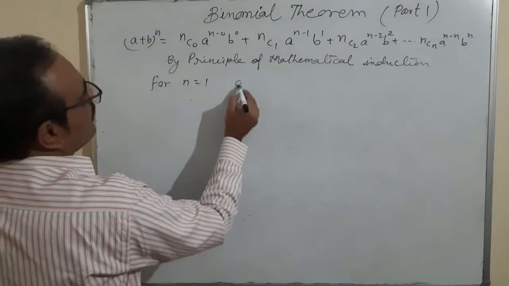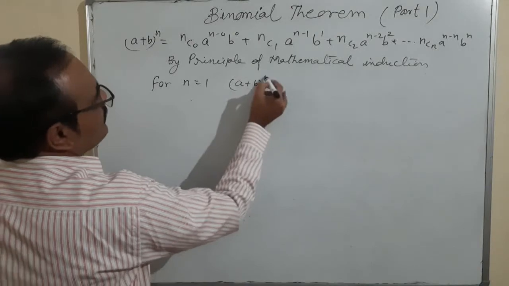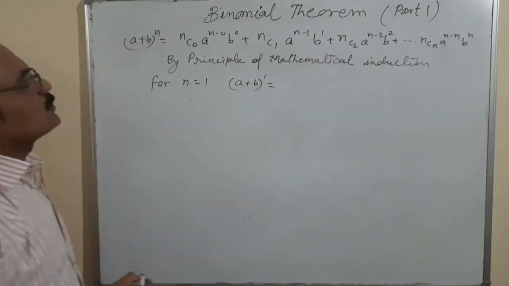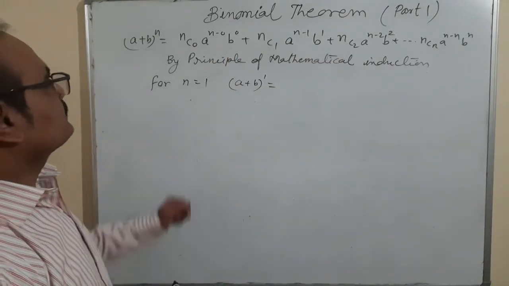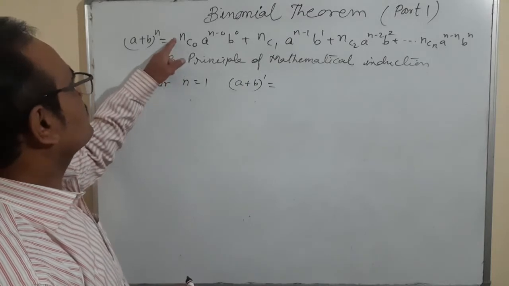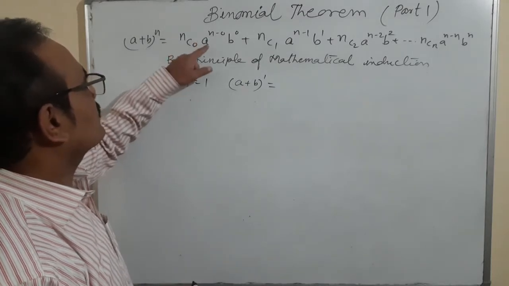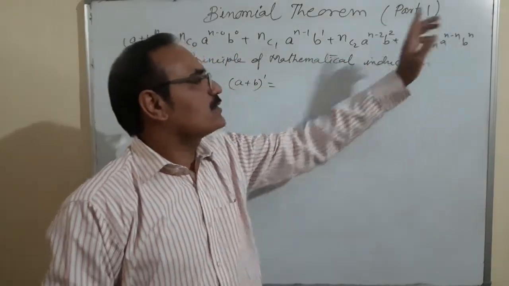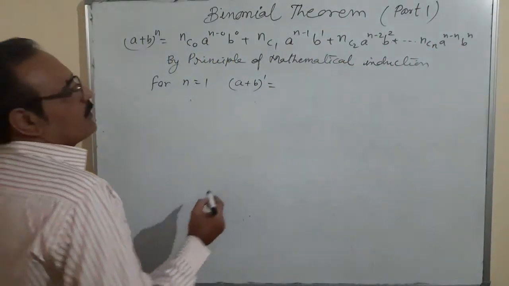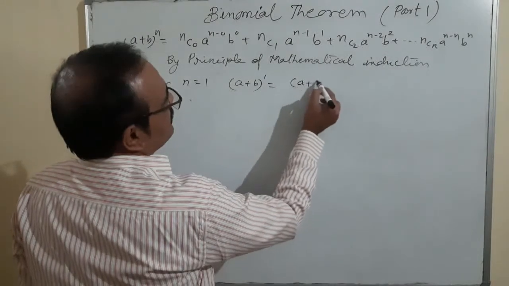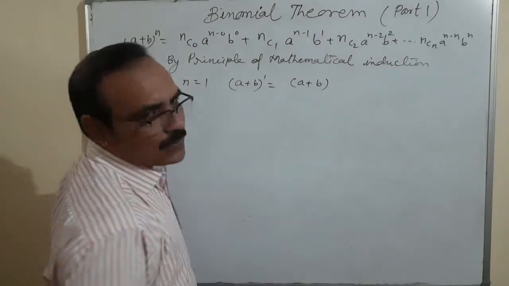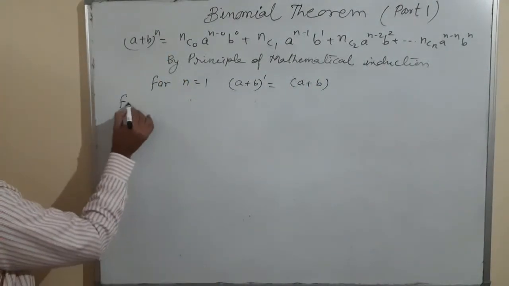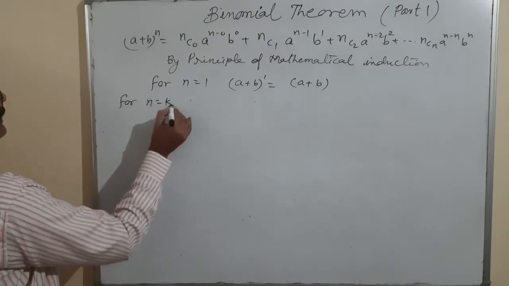(a + b) to the power 1 is equal to, here when we put n is equal to 1, then what will be the term? For n is equal to 1, this is 1C0, that means it is 1, a to the power 1. Other terms will be 0, and the last term is also b to the power 1. So directly (a + b) to the power 1 holds. Okay. For n is equal to k.